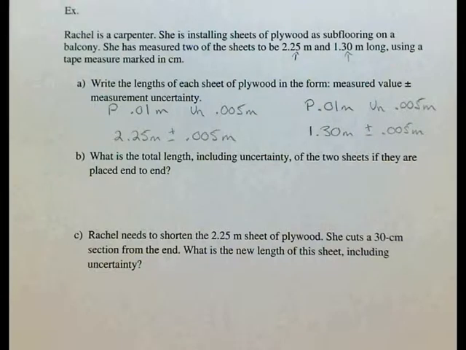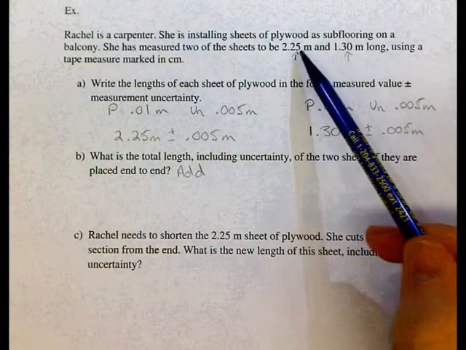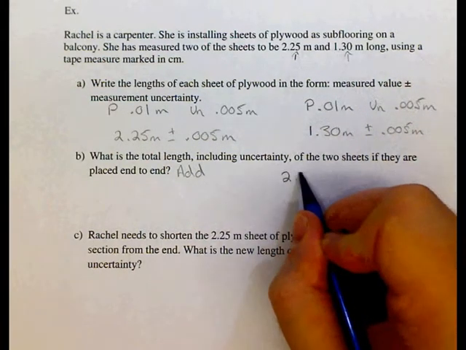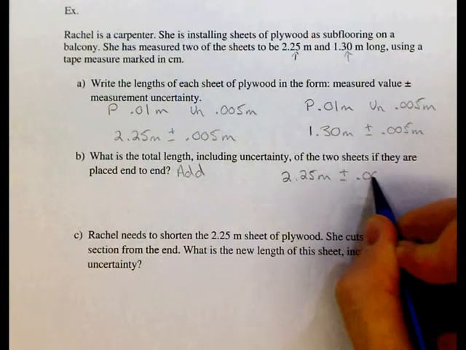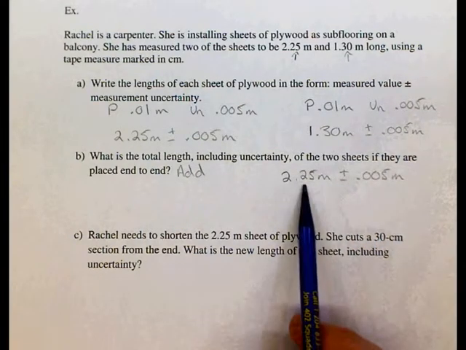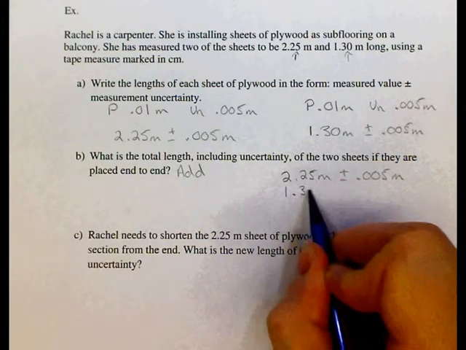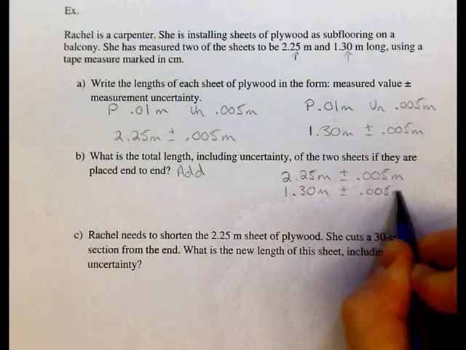Part B. What is the total length, including uncertainties, of the two sheets if they're placed end to end? So total length of two sheets placed end to end, this is add. We are going to add piece 1 to piece 2. So piece 1 is 2.25 meters plus or minus 0.005 meters. Measured value and uncertainty. Piece 2 is 1.30 meters plus or minus 0.005 meters.